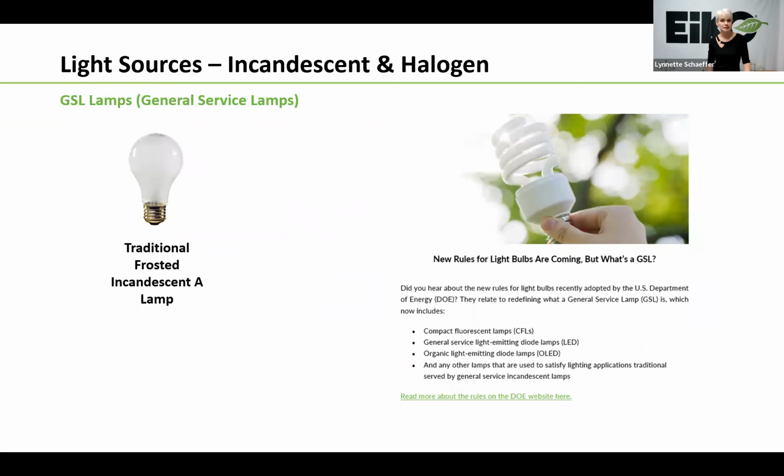Now, traditional household incandescent lamps are also referred to as GSL, general service lamps, service, not surface, and are used in general lighting applications and account for the majority of installed lighting in residential applications. Now, the DOE, which stands for Department of Energy, in 2022 published an updated definitions rule. And the purpose of it was to basically highlight the fact that GSL doesn't just include traditional A-type lamps anymore. As a matter of fact, it includes a lot of other lamp types, and those other lamp types can include CFLs and LEDs and some halogens, and the list kind of goes on.